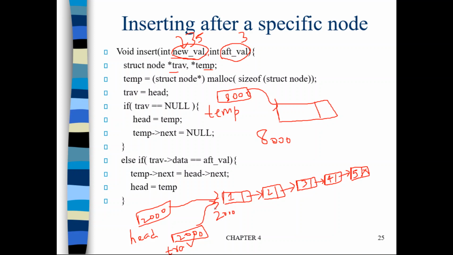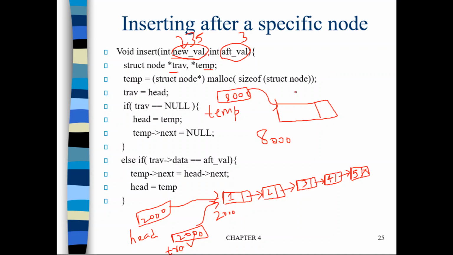Then what we see: if traverse is equal to null, this is the case if the linked list is empty. If it is totally empty, then you have to follow this. Assume that there is no node in the list. When will traverse be null? When head is null. In that case, if traverse is null, then what are we doing?